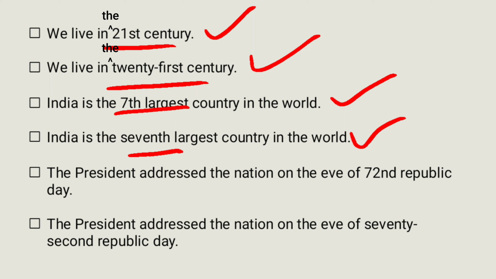So the president addressed the nation on the eve of 72nd Republic. Republic का R कैपिटल लिखोगे, Republic Day. In the same way, the president addressed the nation on the eve of 72nd Republic Day.